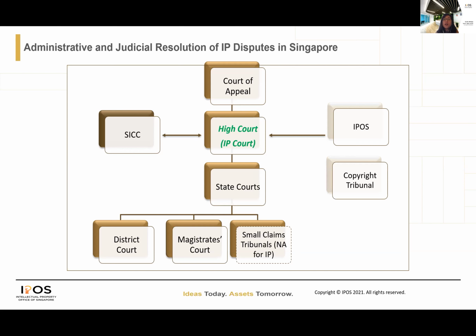Our disputes go straight to the High Court on appeal, and then it goes up to the Court of Appeal. Just to let everybody know, within the High Court, we have the IP Court. What we mean by that is it's not a physically separate court from the High Court, but within the High Court, we have specialist IP judges who are definitely well placed to resolve IP disputes. And also a note on the SICC, or Singapore International Commercial Court. Certain types of disputes can be resolved at the SICC. And again, we have very distinguished IP specialists who are sitting as judges at the SICC.